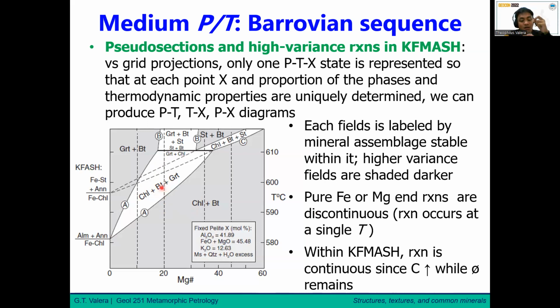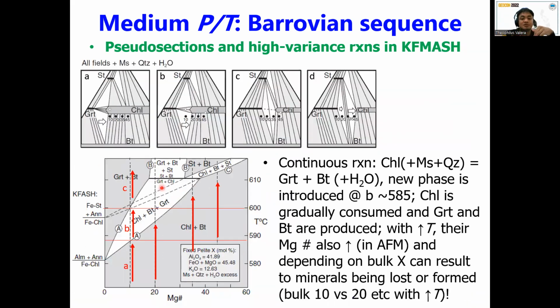Okay? So, pure iron or magnesium end reactions are magnesium end members pala. In those areas, the reactions are discontinuous, pero within the KFMASH, the reaction is continuous since the number of components increases while the number of phases remains. Okay? So let's look at scenarios.